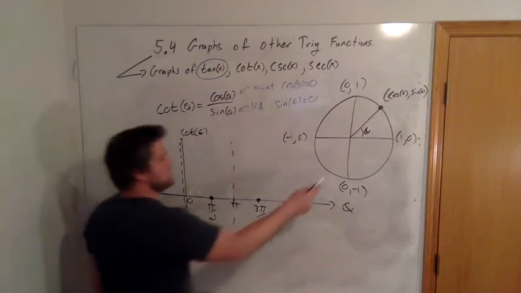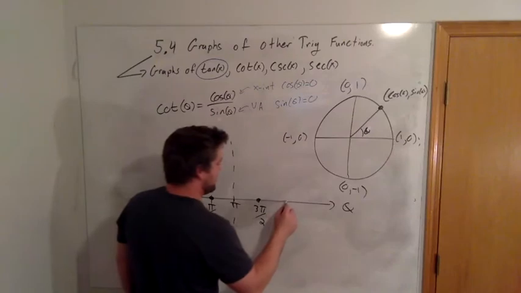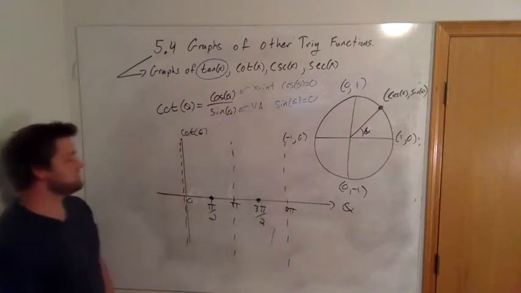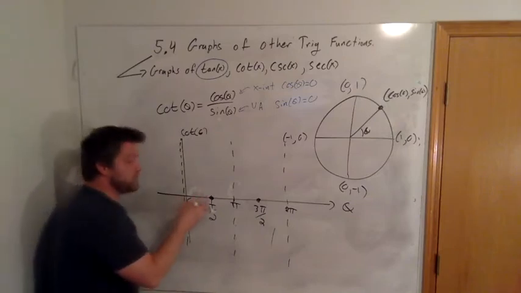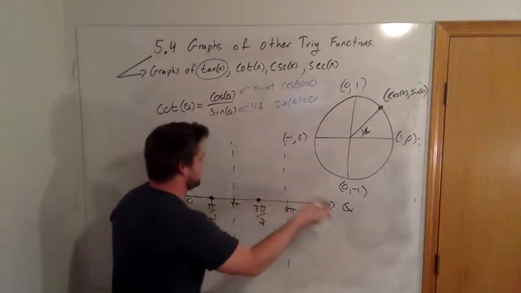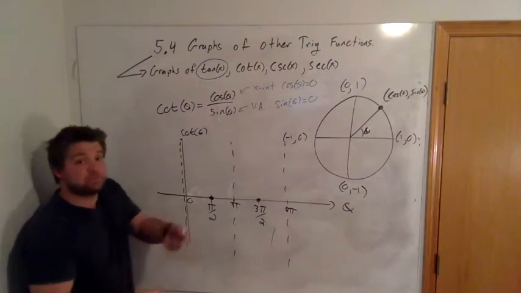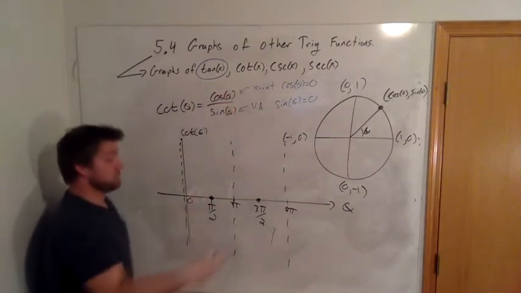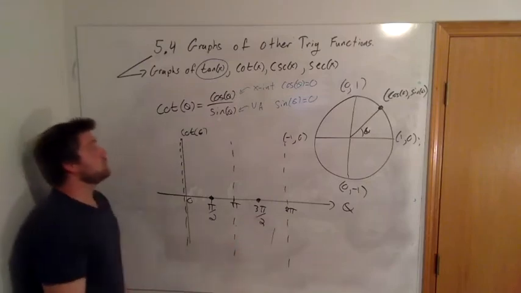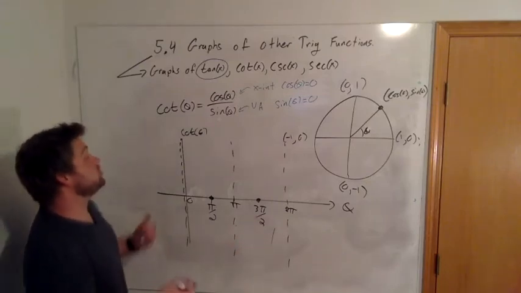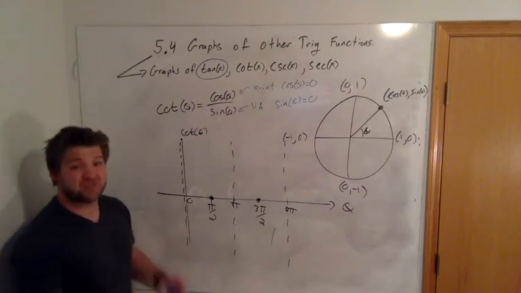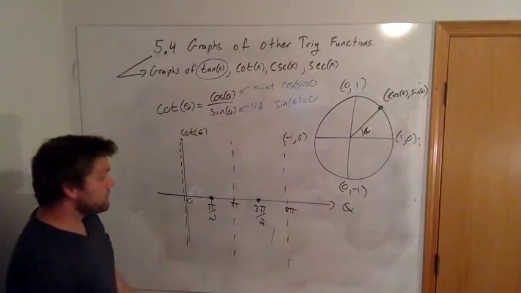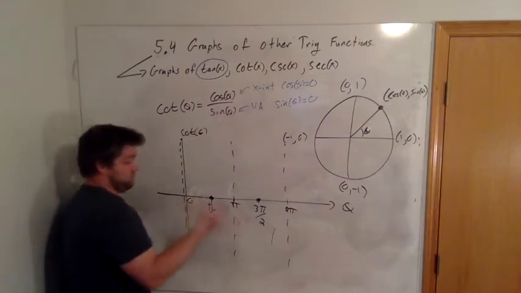And I'll have another one over here at 2 pi. So notice in this case, now it goes asymptote, x-intercept, asymptote, x-intercept, asymptote, x-intercept. For tangent, they were flip-flopped because these were flip-flopped. For tangent, it went x-intercept, asymptote, x-intercept, asymptote. So for the difference between tan and cotangent, a lot of it has to do with their x-intercepts and their asymptotes swapping places.